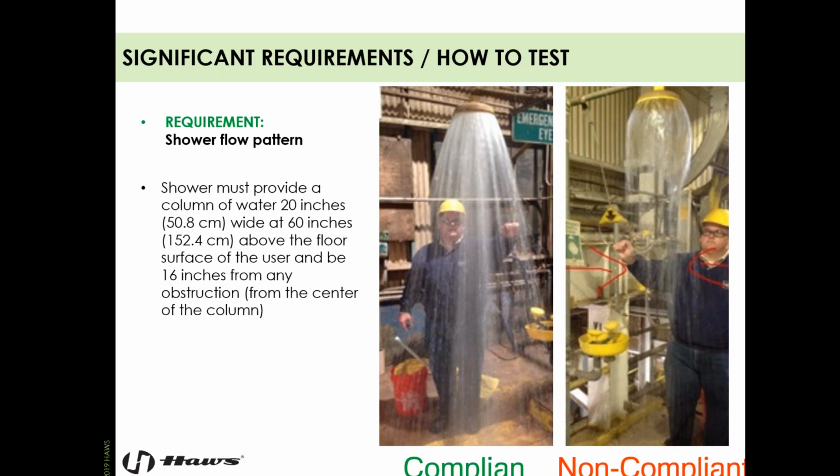Now, the center of the flow pattern also has to be free of obstructions by 16 inches. So just make sure that entire flow pattern is free of obstructions. If you need to double check, measure from the center of the flow pattern perfectly underneath the shower head, measure out 16 inches in diameter, and make sure that there are no obstructions in that space. So just like you see in that photo, the gentleman is completely within that flow pattern. If he were to step into it, he would be completely flushed and rinsed off.